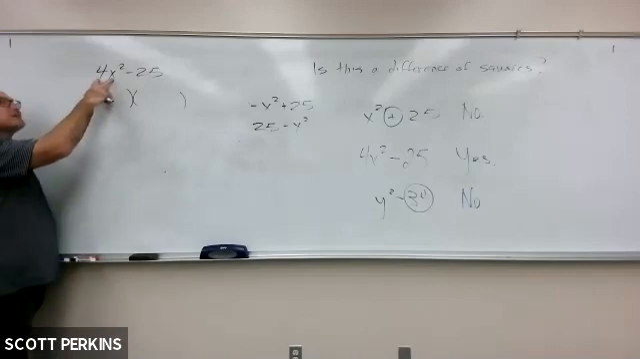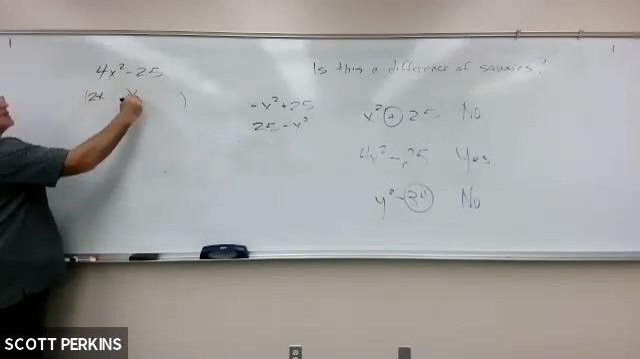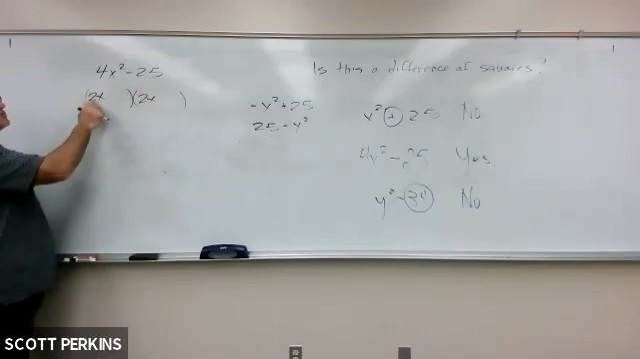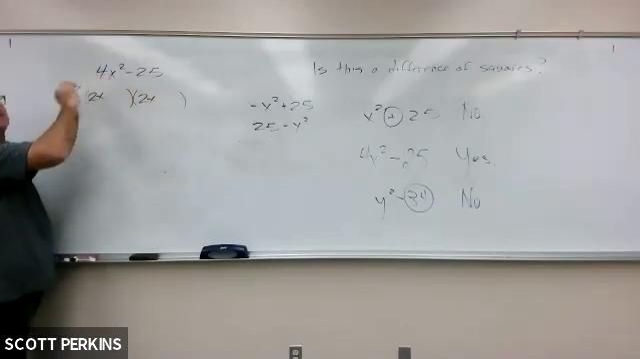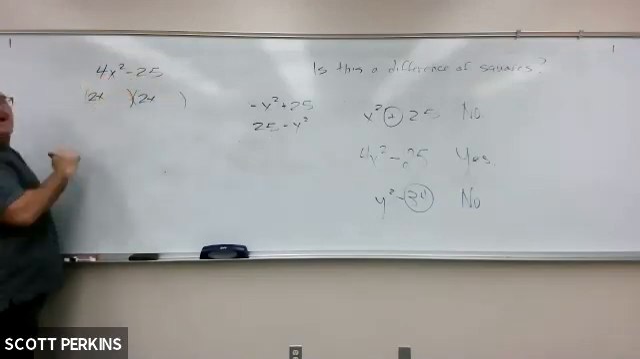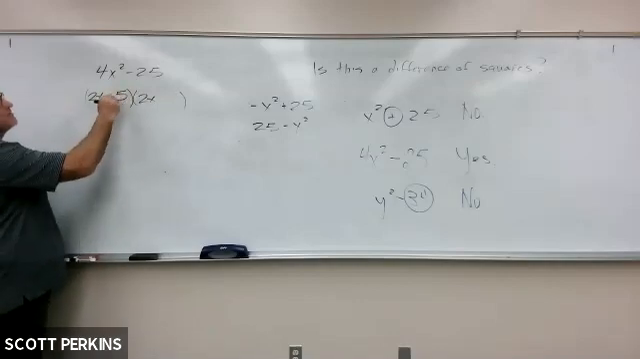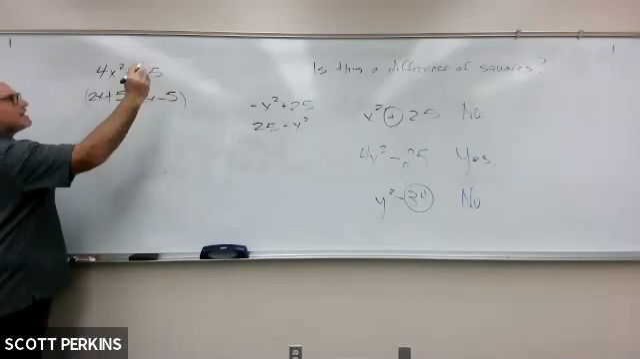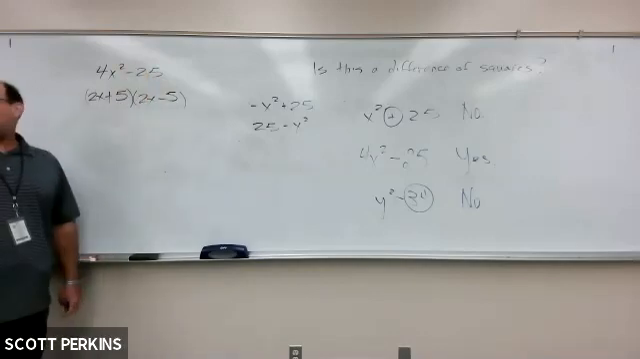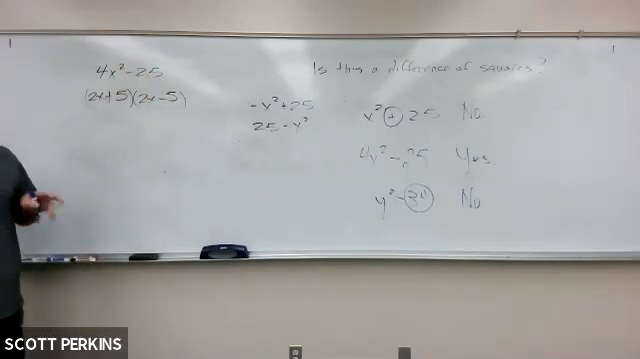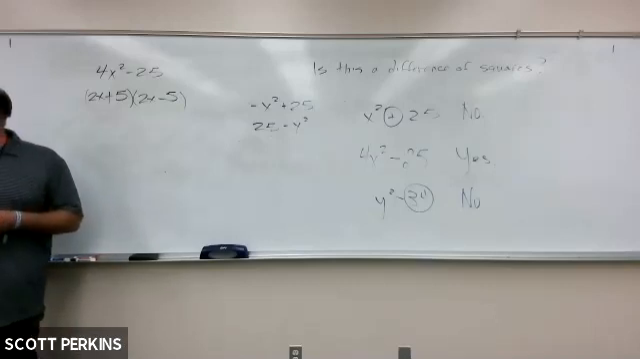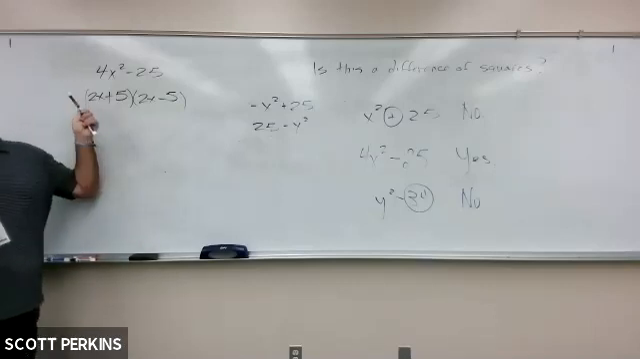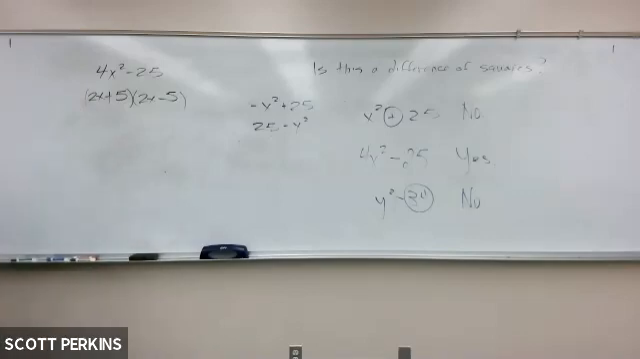4x squared is what times itself? 2x and 2x. 2 times 2 is 4. X times x is x squared. 25 is what times itself? 5 and 5. And then you make one positive, you make one negative, so that when you FOIL it, the outers and inners would cancel. You're done. Once you have identified something as a difference of squares, it takes seconds to go ahead and factor it.